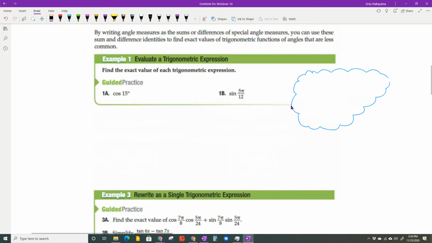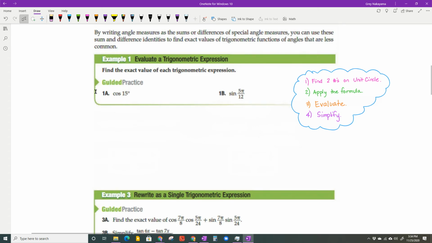So whenever I do the problem, the first thing I'm going to do is find two numbers on the unit circle that correspond with the angle. Then I'm going to apply the formula or identity, however you wish to think of that. Then I'm going to evaluate, and then I'm going to simplify. So watch what I mean by that.